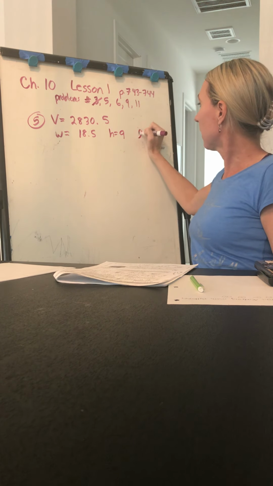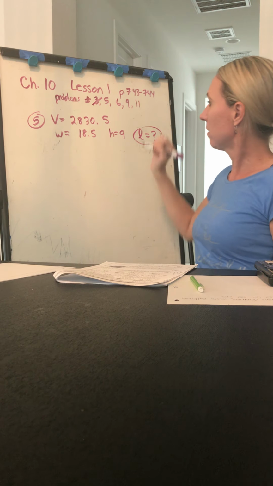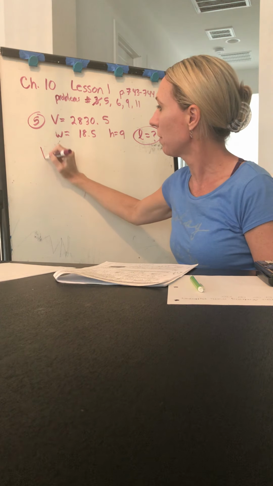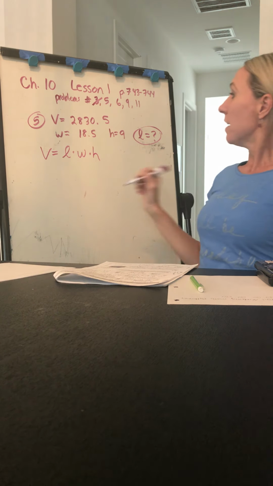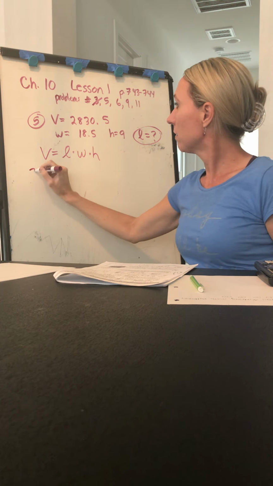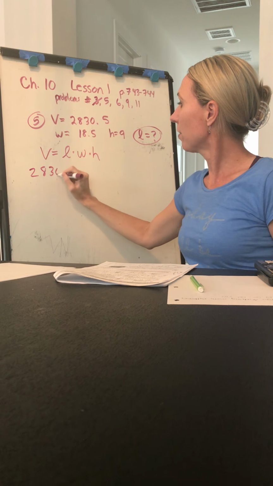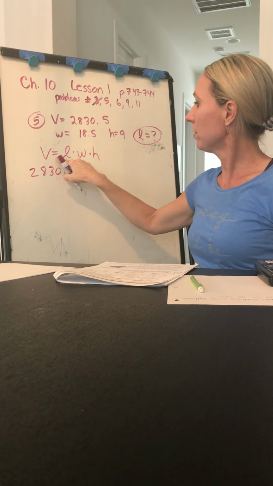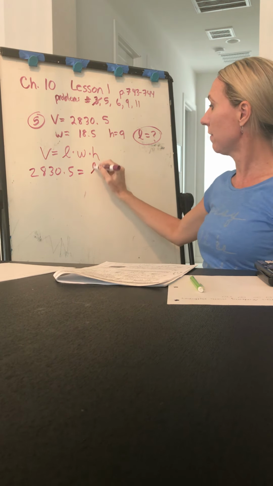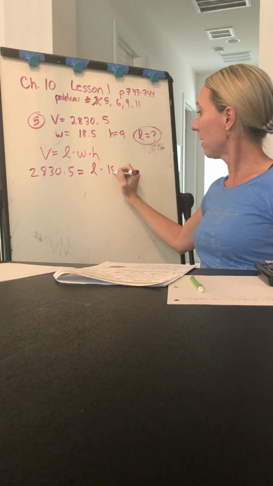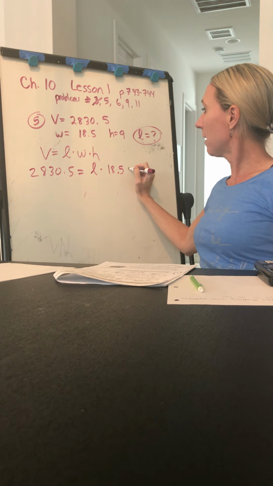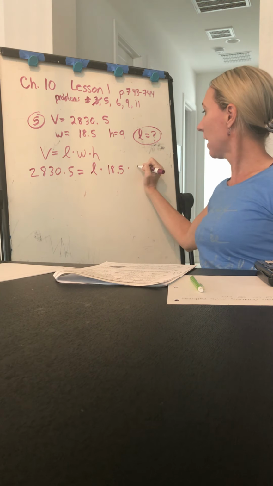So we don't know what the length is. That's our missing one. So we're going to write the formula, which is volume equals length times width times height. So for volume, I'm going to plug in 2,830.5 and then equals. For length, I don't know, so I'm going to leave it as the L. For width, I'm going to plug in 18.5. And then for height, I'm going to do the 9.